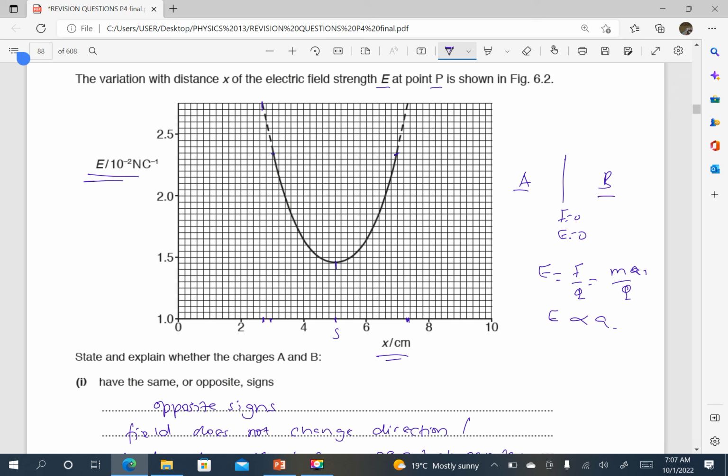So between x equals 3 to x equals 5, electric field strength is decreasing, which means the force is decreasing, which means the acceleration is decreasing. It is going to be minimum at 5 centimeters because the electric field strength is minimum at 5 centimeters. Then after 5 centimeters, the value of E is increasing, which means the force is increasing, and therefore the acceleration is increasing.